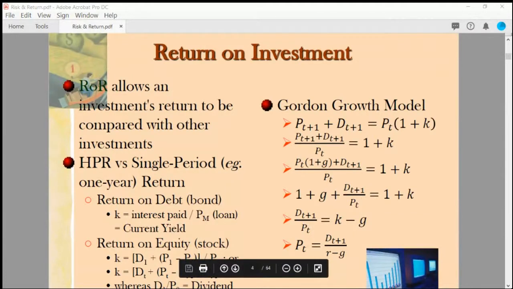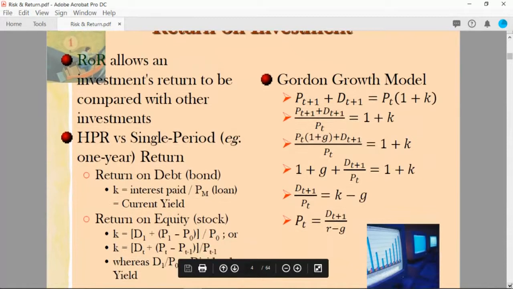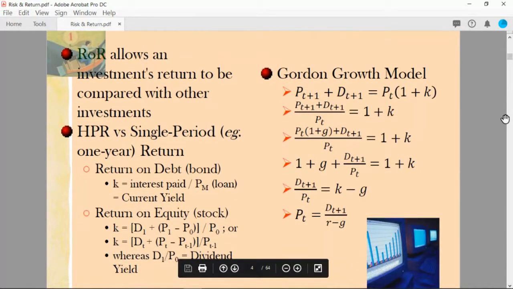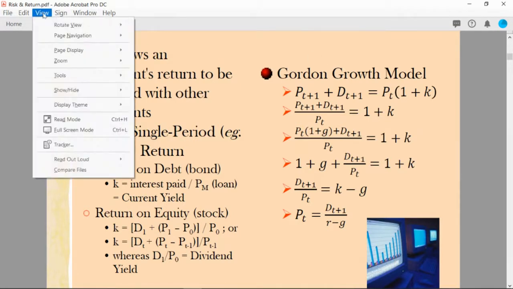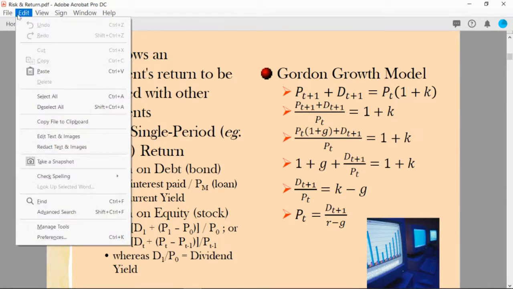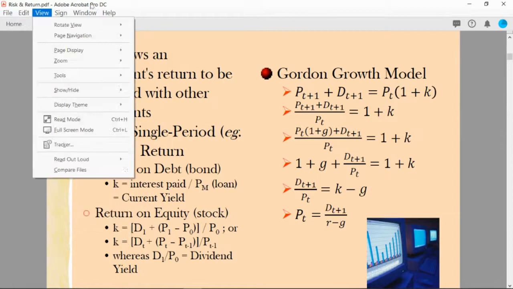Yeah. So this is how the Gordon growth model is derived. First of all, let's think about it. I told you last time, I cannot write on this. Let's see if I can. Okay, I don't think I can write on this because this is a PDF file.